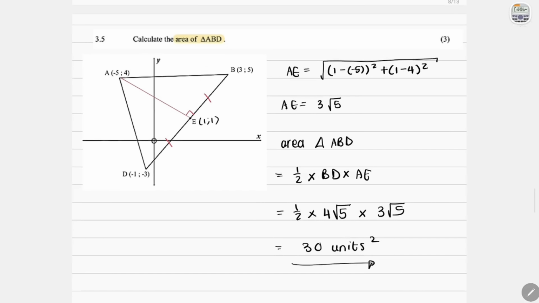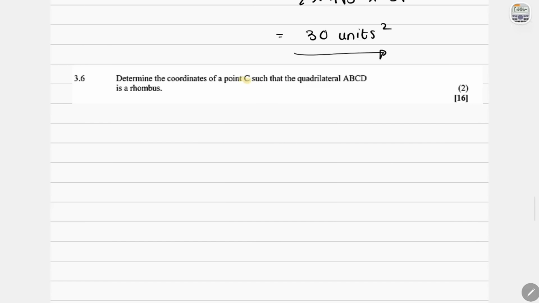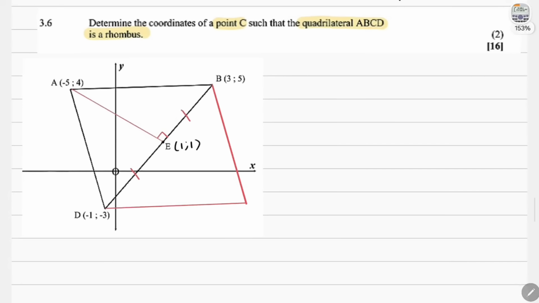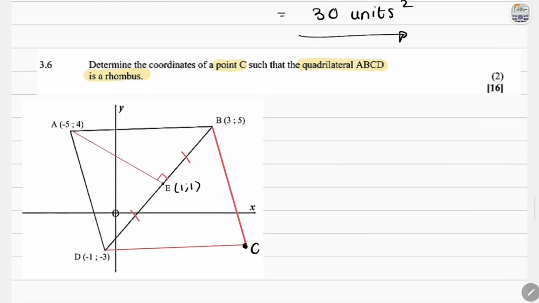Moving on to the next question. Question 3.6 says, determine the coordinates of point C such that the quadrilateral ABCD is a rhombus. Okay, let's get that quad down. Okay, so this would be point C. If this was a rhombus, how would we find point C in this quad ABCD?